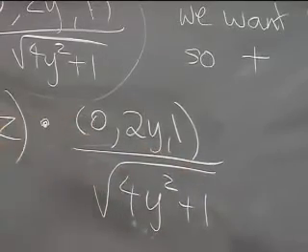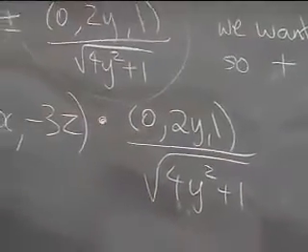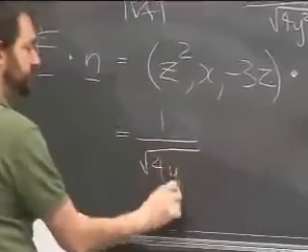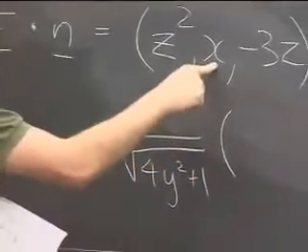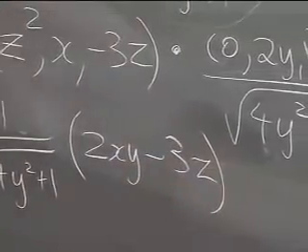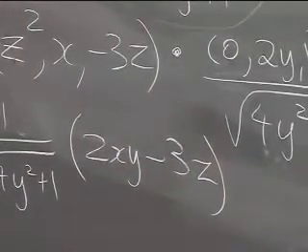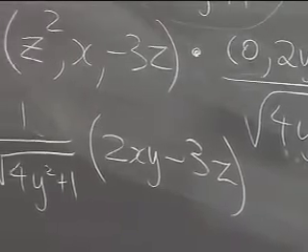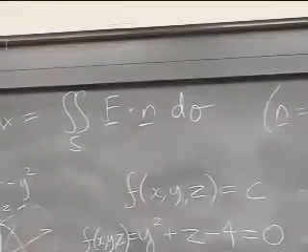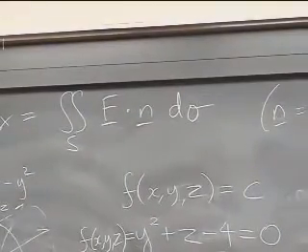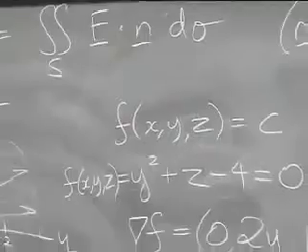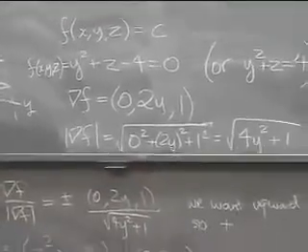Instead, we just dot this together. You get 0 times z squared, which is nothing. You get 2xy, so I'll pull out this constant. The dot product gives us 2xy minus 3z. So we have gotten our integrand, the f dot n piece. I'm looking at this integral here. We worked out n first, then we found f dot n. Now we've got to deal with the d sigma piece. So that's where we go to the formula that I wrote down before.